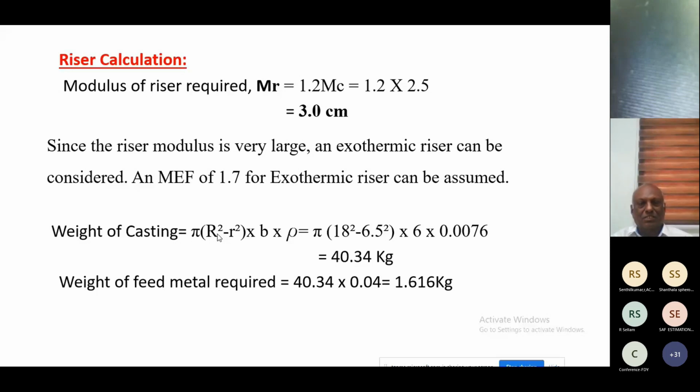Weight of casting is equal to, we are calculating the weight, area into thickness into density of the casting. Density of the casting is considered as 0.0076 kg per centimeter cube. We are getting 40.34 kg. Weight of fed metal required is 40.34 into 4% of that, where we get 1.616 kg.